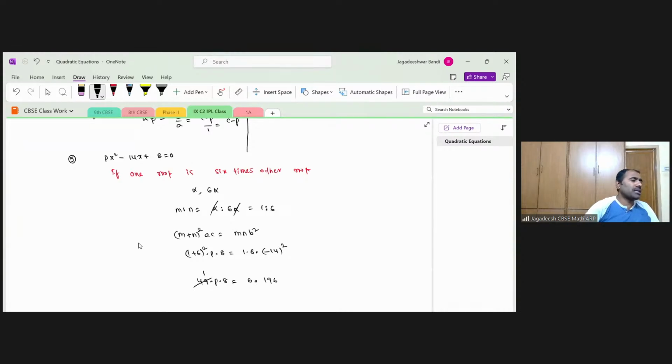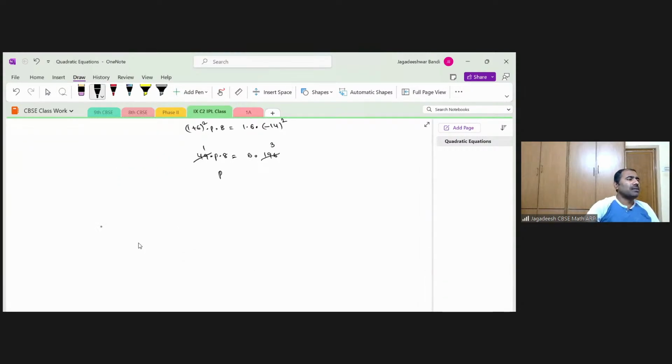Directly, 49 ones are 49, 49 threes are 147. Next. So P equal to, we get 3 into 6, 18 by 18. So after cancellation, we get 9 by 4. P equal to 9 by 4 is the answer. Please note it down.